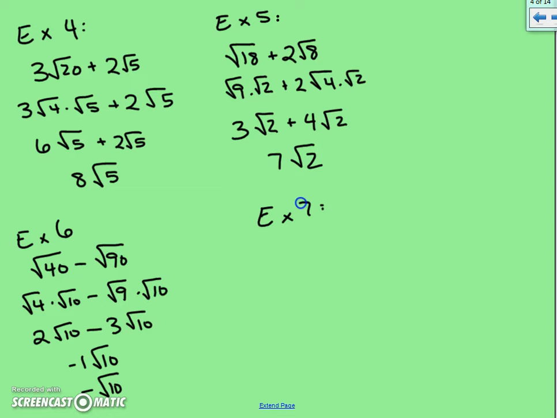Example 7, the last one before I get you started here. I want you to go 8 radical 10 minus 3 radical 5. Again, pause the video, work through this one. Go ahead and hit play when you think you're done.